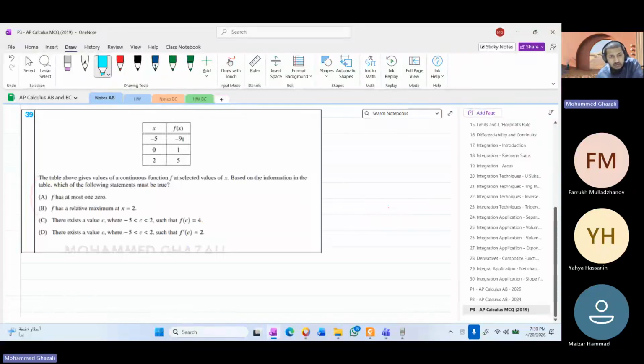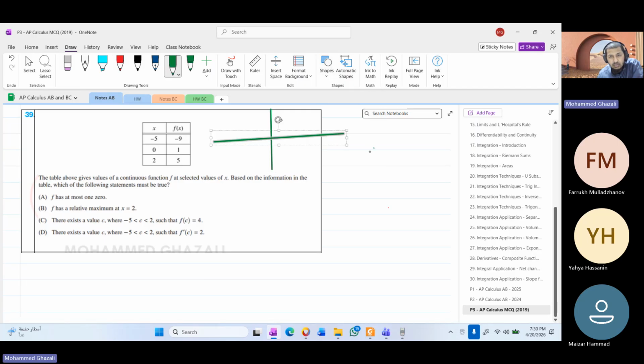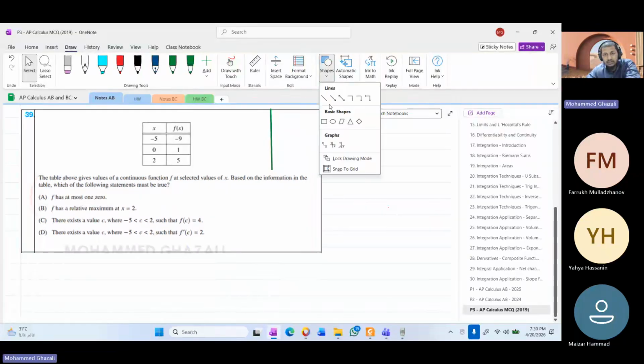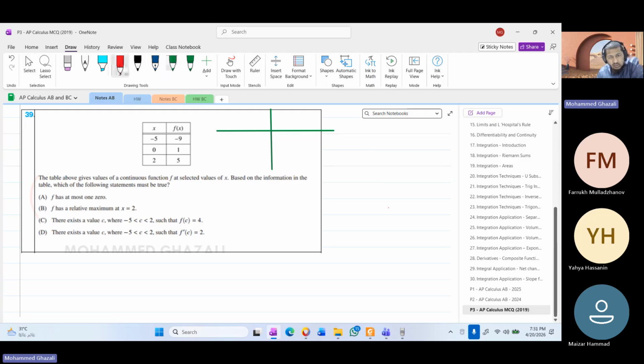Let's analyze the values, right? So I'm going to put it onto the Cartesian coordinate system. Let's put it onto the Cartesian plane. You must have an understanding of what you are doing. You can't just go and, right? Now, you see at -5, the value is -9. I'm going to put a dot there, okay? That's where one of the points of the graph is.